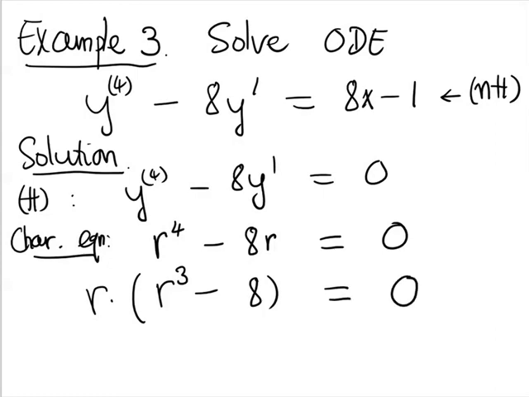So when we solve, we will have r equal to 0, and then r cubed minus 8 equals 0. However, the second equation would have 3 roots. If you take the cube root of 8, you only have 2. That's not enough.